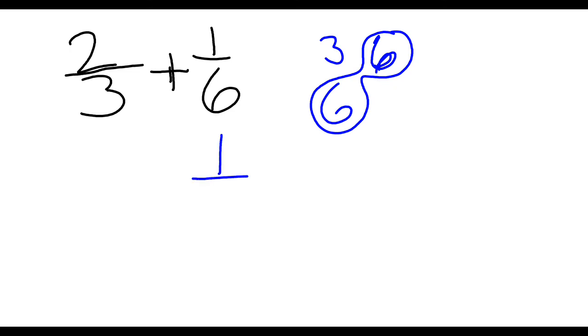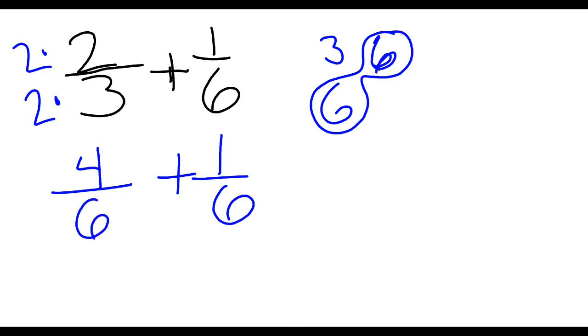So I'm going to write 1/6 underneath because it already has the denominator that I need. And then I'm going to change the other fraction so it has a denominator of 6. To do that, I'm going to multiply times 2. 2 times 2 is 4. And 3 times 2 is 6. Therefore, my new fraction, 2/3, has become 4/6. Now I can add. 4 plus 1 is 5. 5/6.